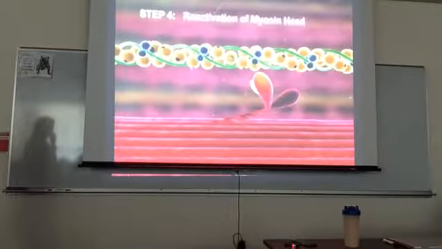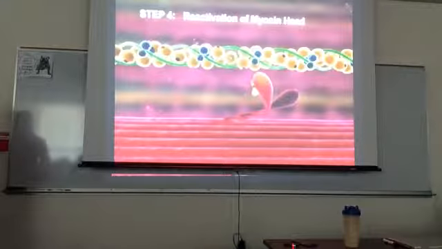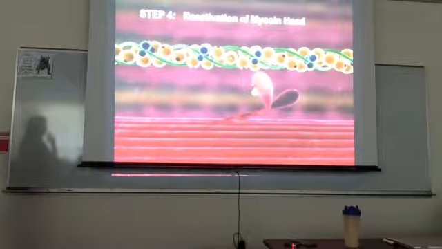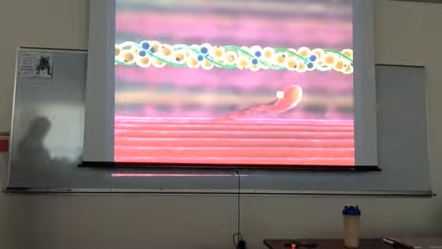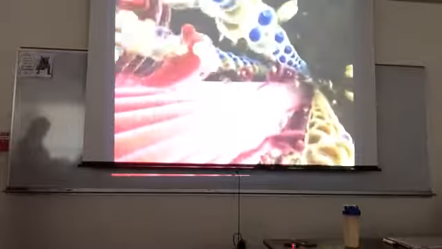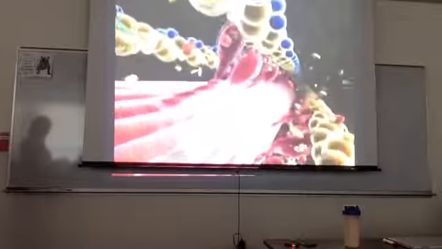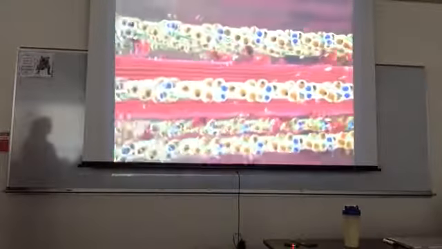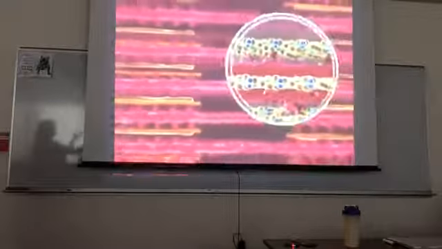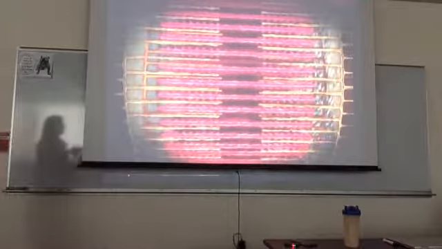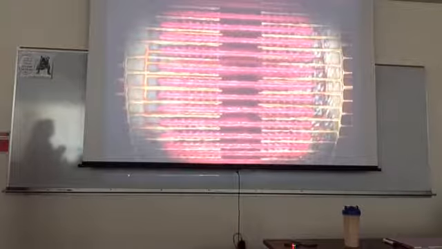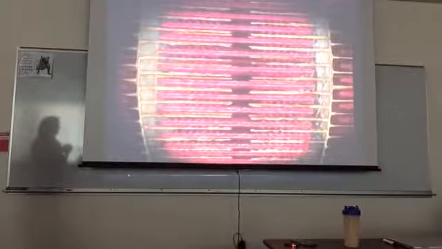Step 4. Reactivation of the myosin head. ATP is hydrolyzed to ADP and inorganic phosphate. The energy released during hydrolysis reactivates the myosin head, returning it to the cocked position. As long as the binding sites on actin remain exposed, the cross-bridge cycle will repeat. As the cycle repeats, the thin myofilaments are pulled toward each other and the sarcomere shortens. This shortening causes the whole muscle to contract.